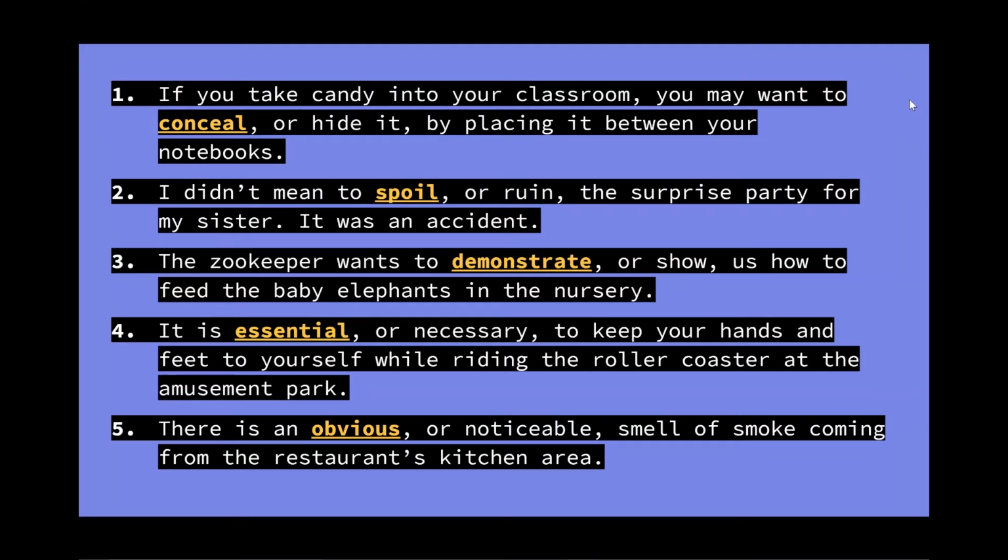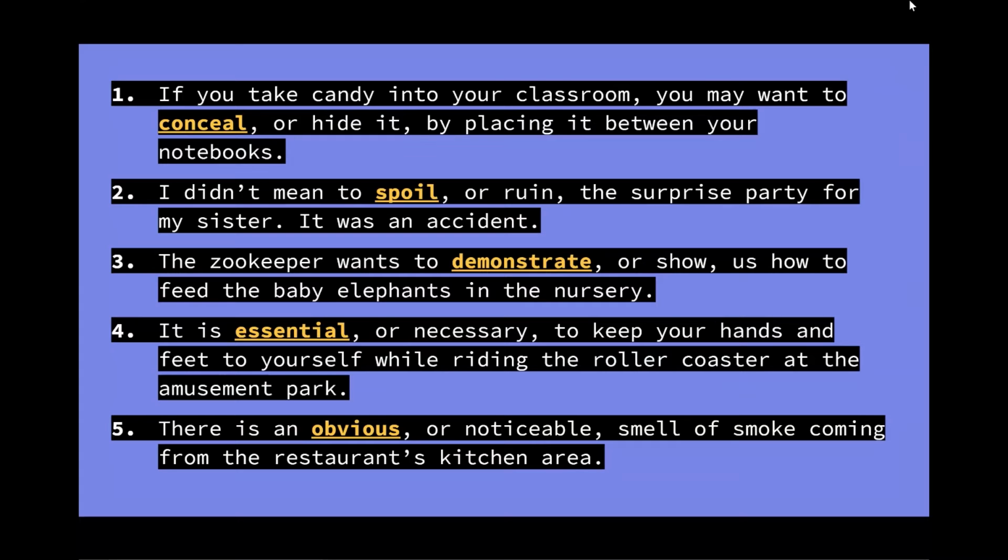All right, so sentence number 1 says, if you take candy into your classroom, you may want to conceal or hide it by placing it between your notebooks. All right, the word we're looking for is the underlined and yellow word that is conceal, right? Number 2, I didn't mean to spoil or ruin the surprise party for my sister. It was an accident. Right? The word we're looking for is spoil. It's underlined and yellow. Number 3, the zookeeper wants to demonstrate or show us how to feed the baby elephants in the nursery. Our underlined word is demonstrate, and it's in yellow.